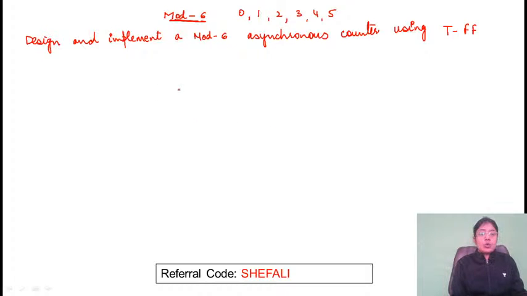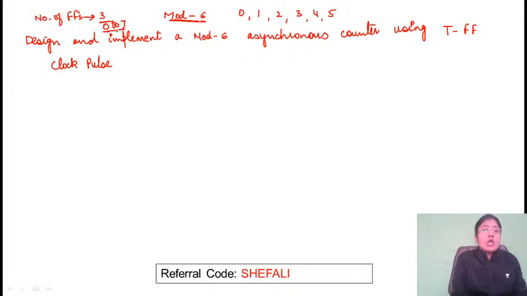Now, first of all, we need to consider the clock pulses with 6 states. How many flip-flops will be used? The number of flip-flops will be 3. With 3 flip-flops, you can represent 0 to 7. So how many total states will come? 8. Let's consider these as 0, 1, 2, 3, 4, 5, 6 and 7. These are the possibilities with 3 flip-flops.